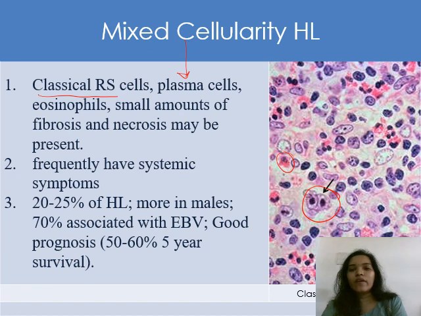Frequently, patients can also present with systemic symptoms like fever and weight loss. These constitute 20 to 25% of Hodgkin's lymphomas, and are more common in males. 70% of these are associated with Epstein-Barr virus, and this is also the type of Hodgkin's lymphoma seen in HIV patients. A good prognosis is seen, with a 50 to 60% 5-year survival rate.